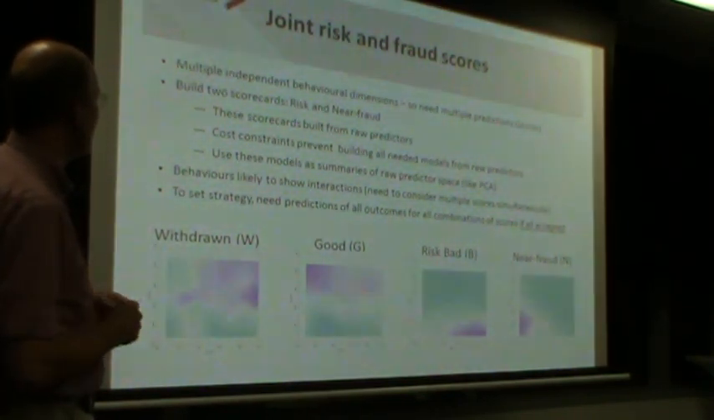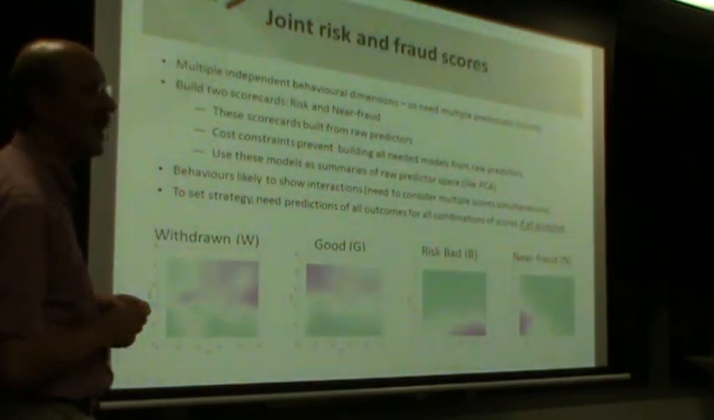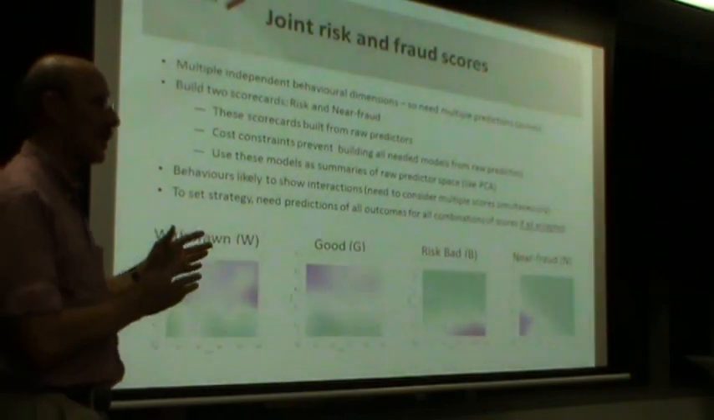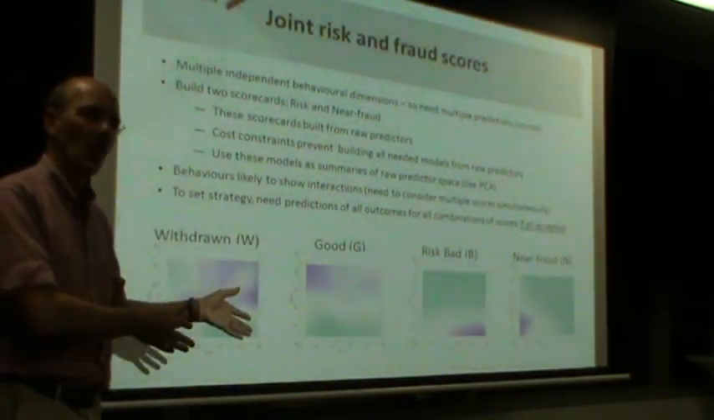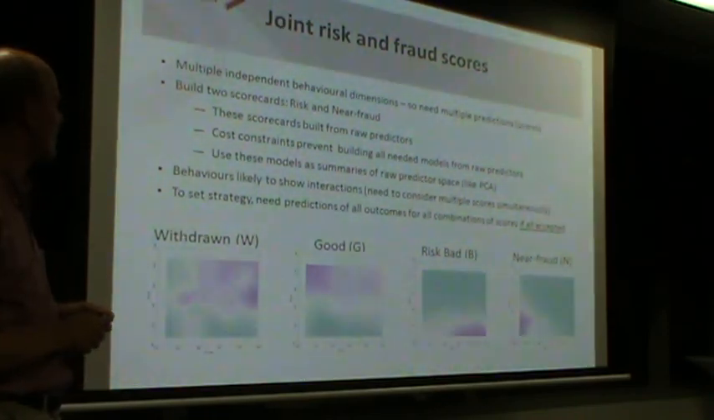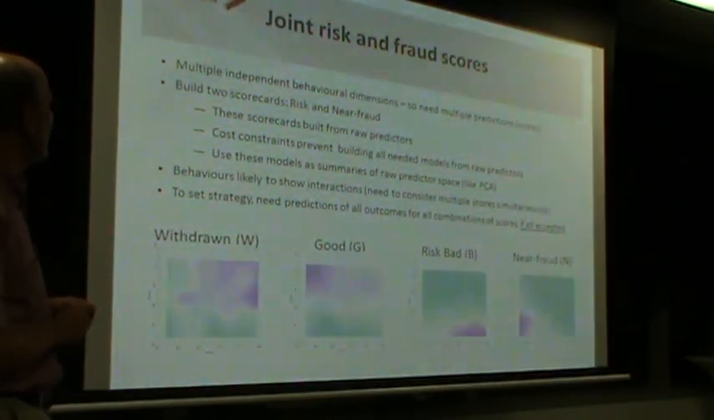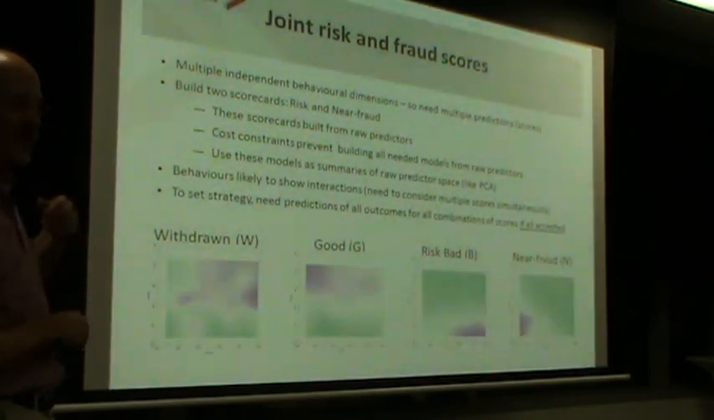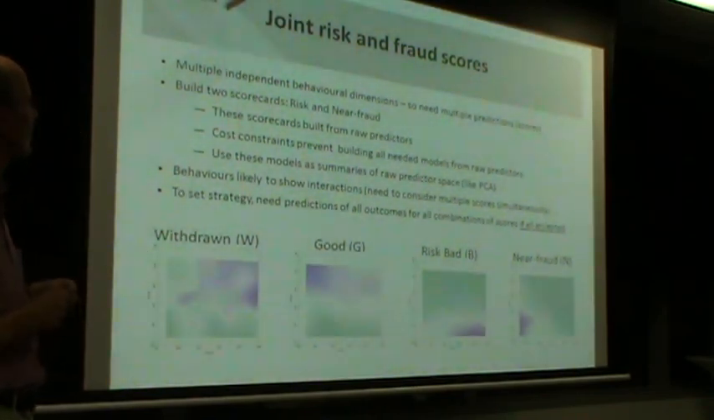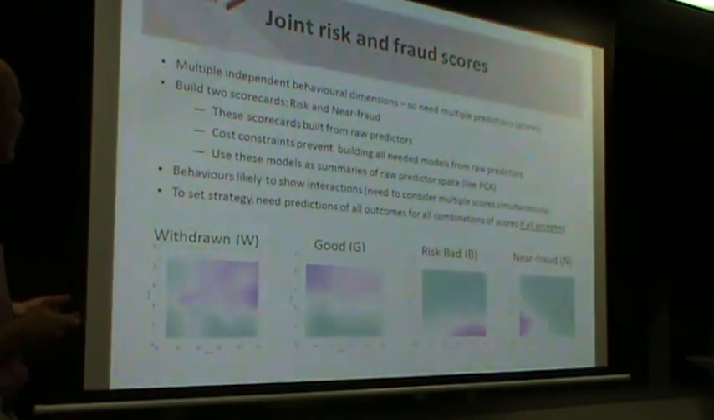And in this particular project, we had some constraints which meant that we really weren't in a position where we could build a large number of models from the raw predictors. There are typically hundreds of predictors available for building these models. So what we've ended up doing here is we've built two scorecards, one to predict the credit bad risk, the risk of not paying back, and the other one to predict the fraud outcome.